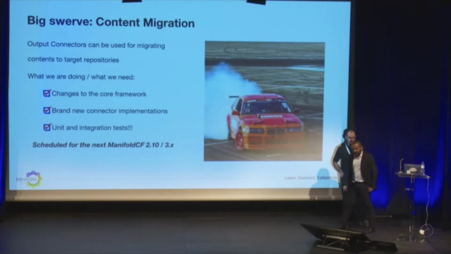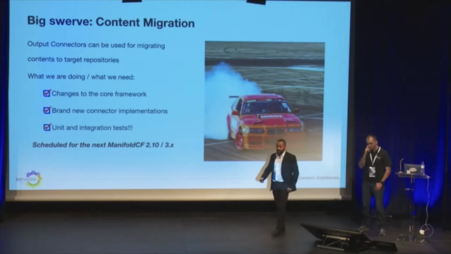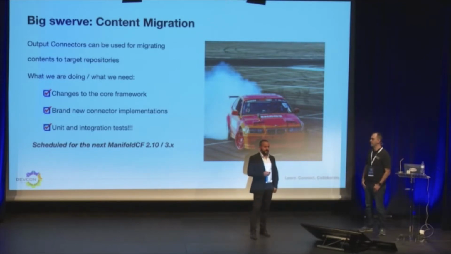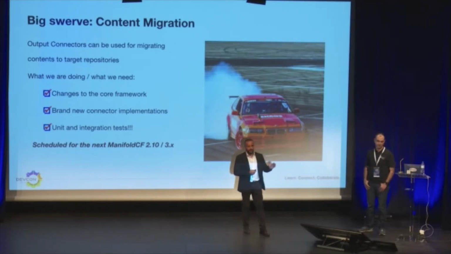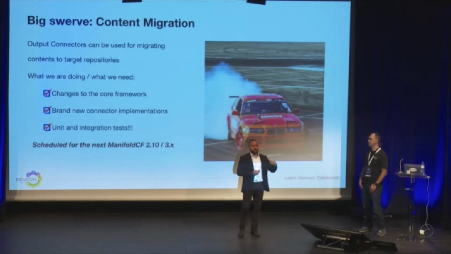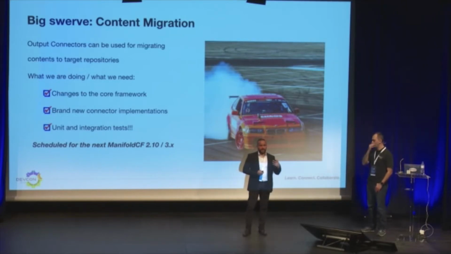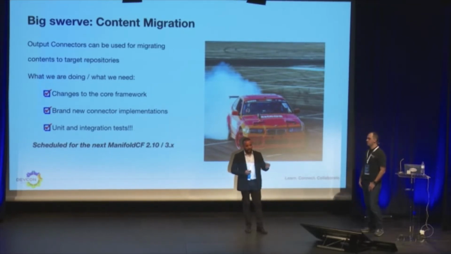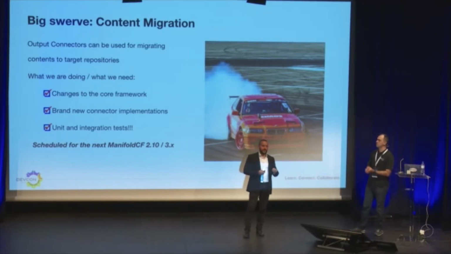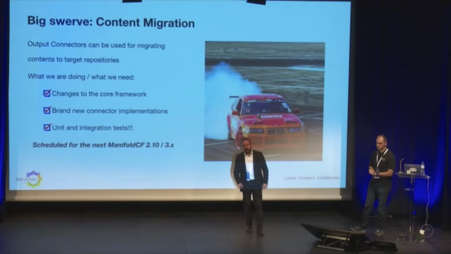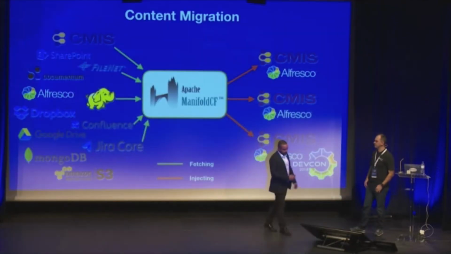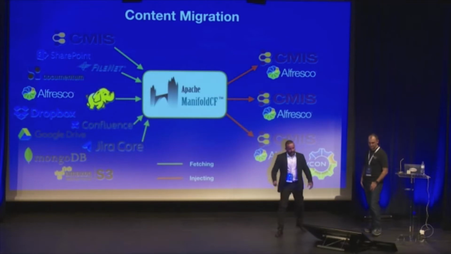Yeah. So this part of the content migration: historically Manifold has evolved as a crawler system with several repository connectors, and these connectors would output historically to a search engine, either Solr, Elasticsearch, or others. All the existing output connectors were related to search and indexing the content. With this new paradigm that we are introducing now, the output connectors can also write to target repositories, not just the binary content, but also the metadata. So this is a brief overview.